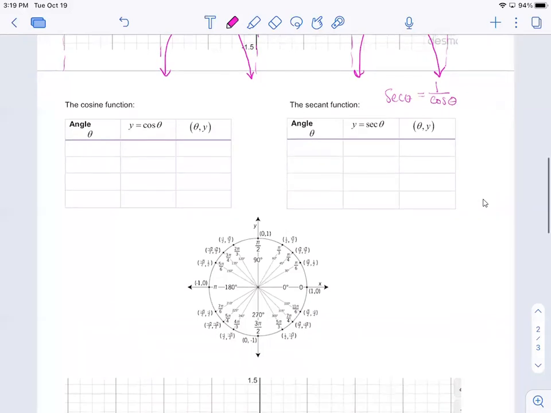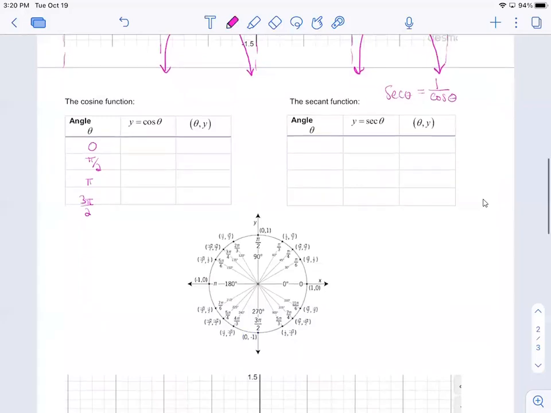So I'm going to use these key points again: 0, pi over 2, pi, 3 pi over 2. I'm hoping you're feeling a little bit better with this, but use your unit circle until you're tested. My cosine function at 0 will give me 1. At pi over 2, it will give me 0. At pi, -1. 3 pi over 2, 0. And then these become my coordinates.